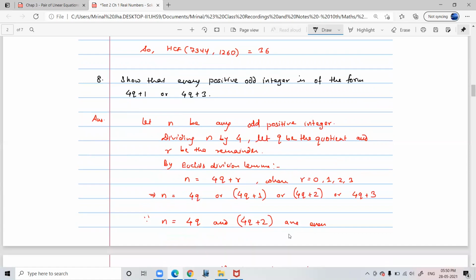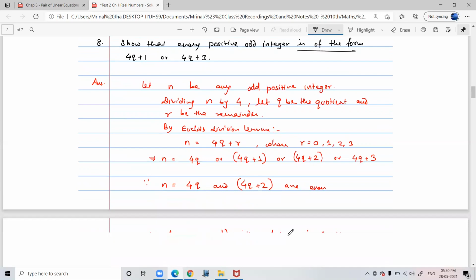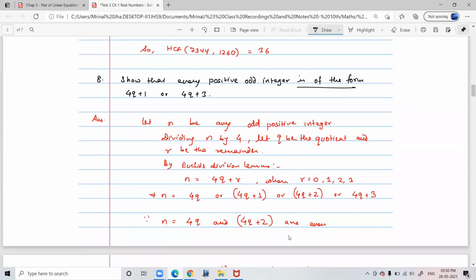Okay, so this 8th question: show that every positive odd integer is of the form 4q plus 1 or 4q plus 3. It's the same thing which we have done, Euclid's division lemma. If you want to show this for some positive odd integer, take it as n. Let n be that odd positive integer. Since we want to write it in the form of 4q plus 1 and 4q plus 3, you know that we have to divide it by 4. If you remember your Euclid's division lemma, there are 2 numbers, a and b, and if a is divided by b, a can be written as b times q plus r, correct? So here a is your n, the odd number.